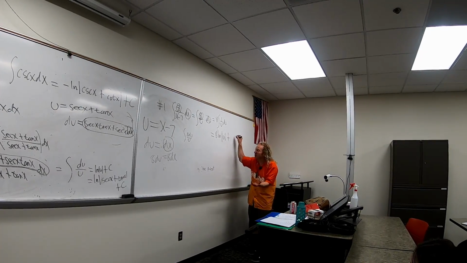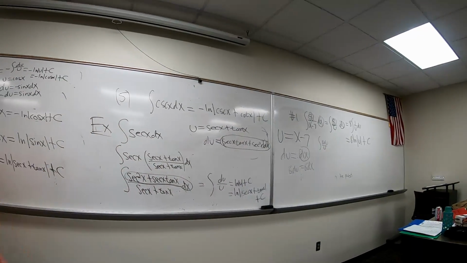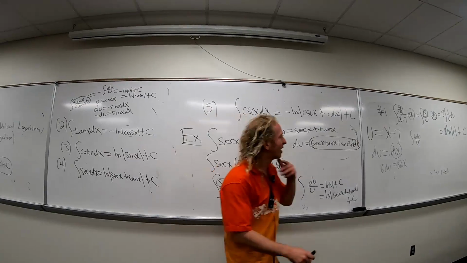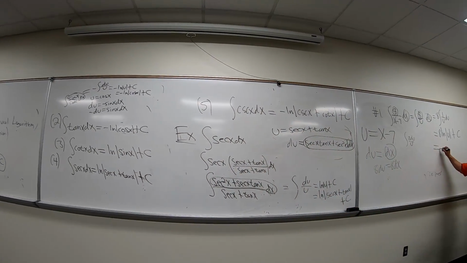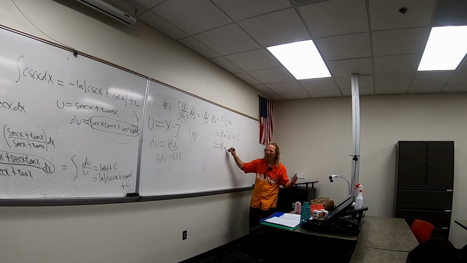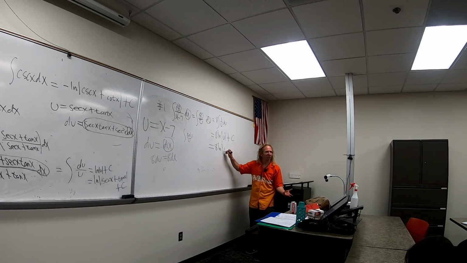Oh, this is our first example. Plus c. We're almost done. Yeah, it's this formula here. Right, the first one. So then this is going to be 8, and then you just replace u with what it is. So it'd be ln absolute value. What was u? x minus 7 plus c.